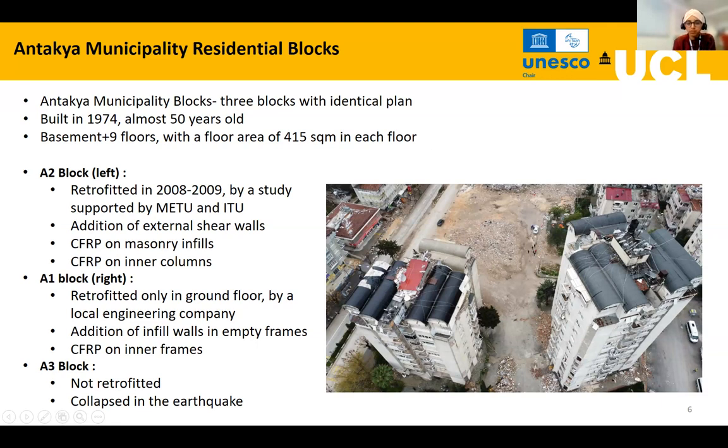So we will look a bit more into the A2 block and see the kind of retrofit that was implemented, and a bit more information on this building from the study carried out at METU.